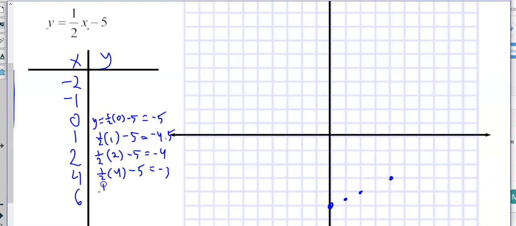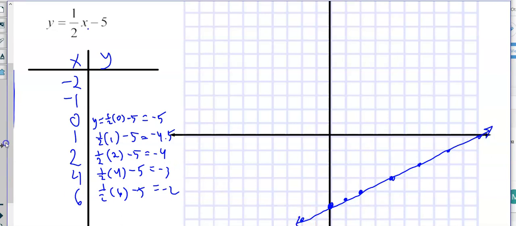Let's try 6. Half of 6 minus 5 is 3 minus 5, which is -2. Looks like there. You can probably tell we have enough points here to go ahead and graph it. Can you tell the slope? It looks like it's going up 1 over 2, up 1 over 2, up 1 over 2. I can make a few more slope points here, in both directions at least, and then eventually I can draw the line once I have enough slope points.